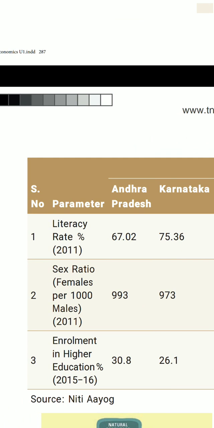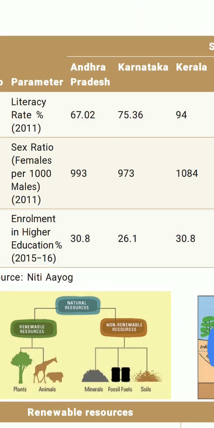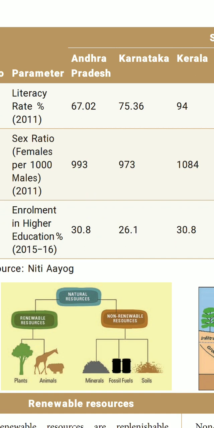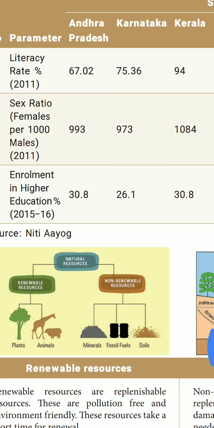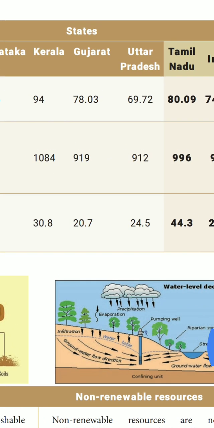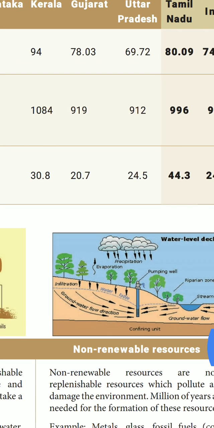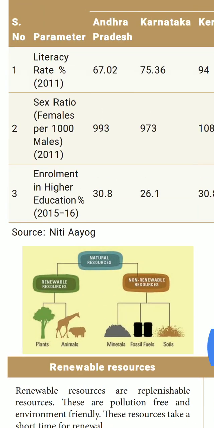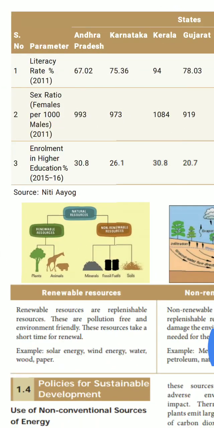There is one box also. The parameters. What do you mean by this parameter? That is the measurement. Okay. Parameters: Andhra Pradesh, Karnataka, Kerala, Gujarat, Uttar Pradesh, Tamil Nadu and India. What was the literacy rate of these states?